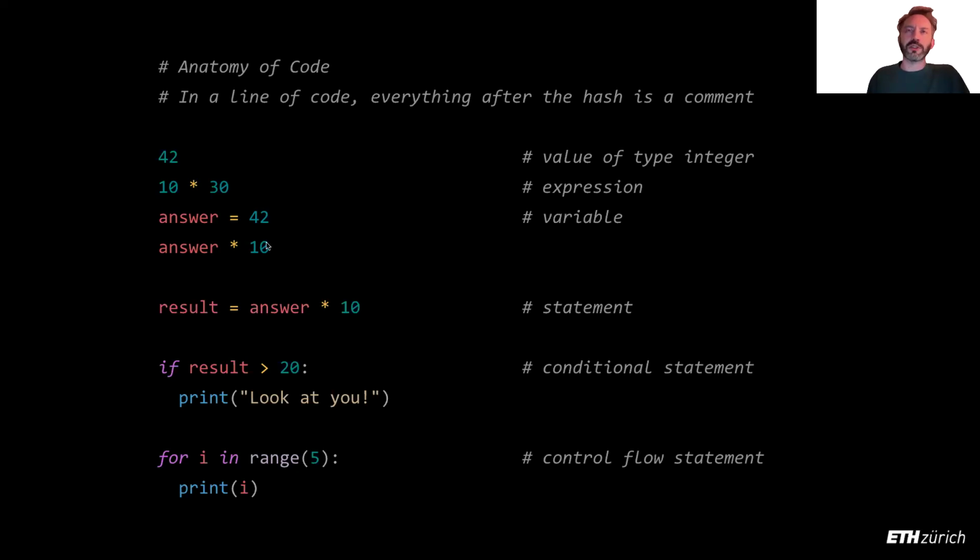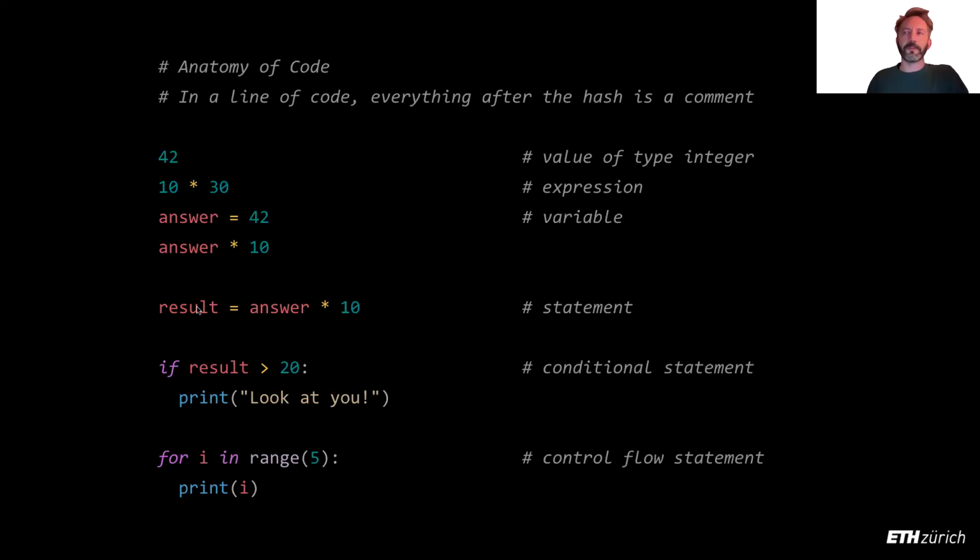This is an expression. Expressions always create new values. But we're not doing anything with this result because we're not assigning it to anything, so we're losing it. We're fixing this in the next line by saying the result variable equals answer times 10. And this is a statement. Specifically, it is an assignment statement that will assign the value on the right to the variable on the left.